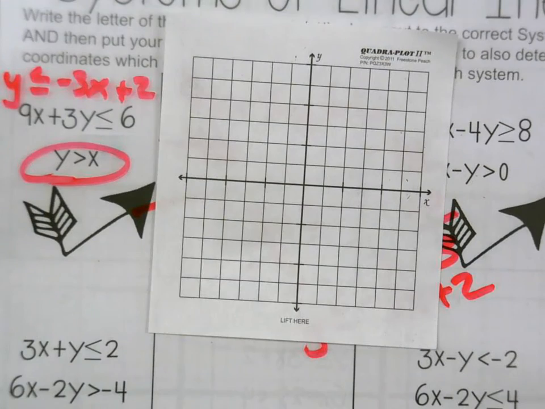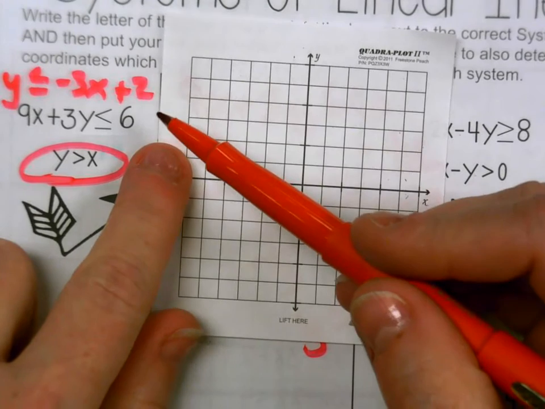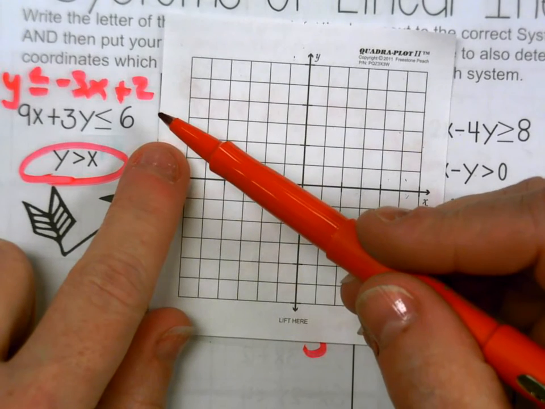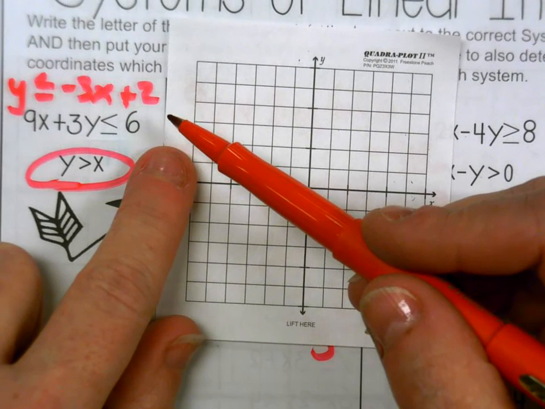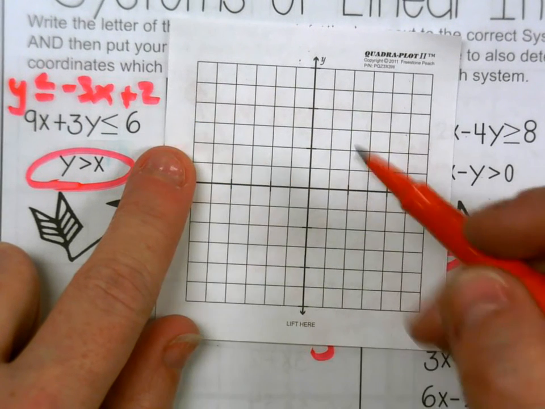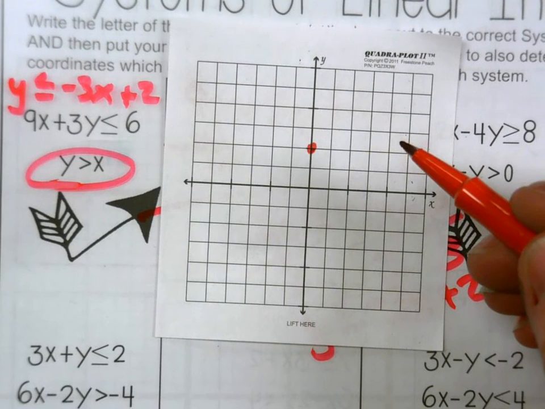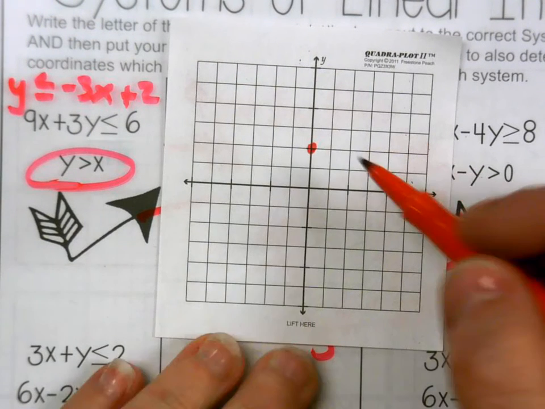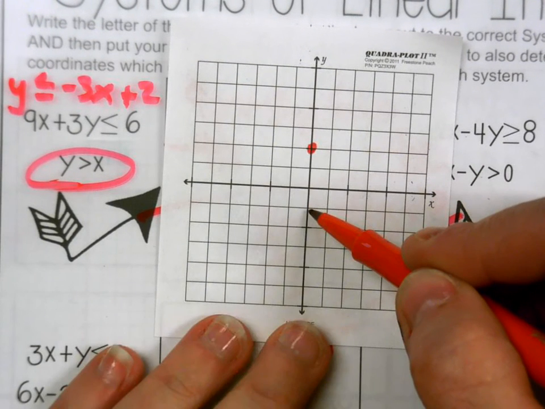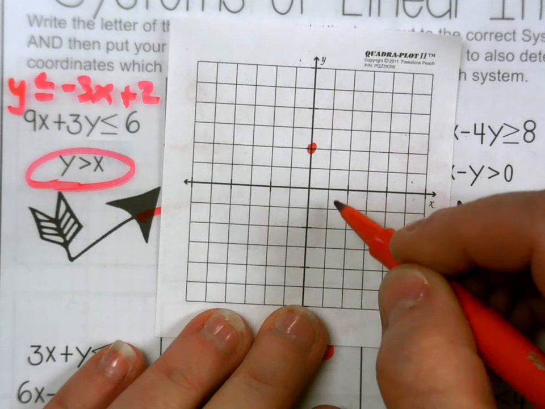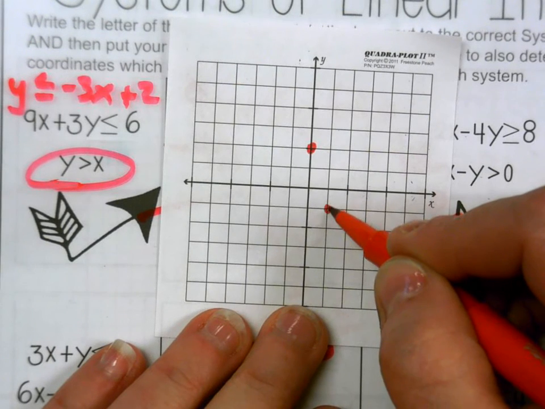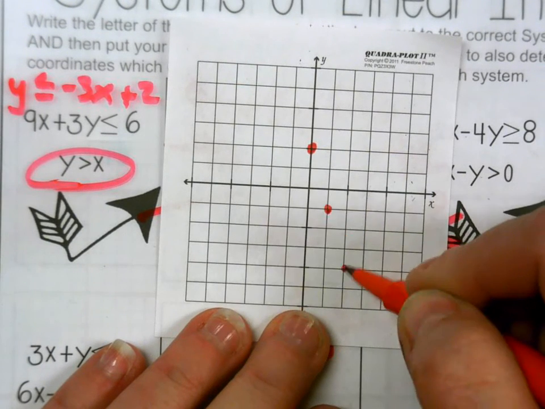So you have blank graphs on the back of your paper there so you can graph them. To graph this very first one, we're going to go up 2, right? And then what's my slope? Negative 3. So just down 3 over 1. Down 3 over 1.